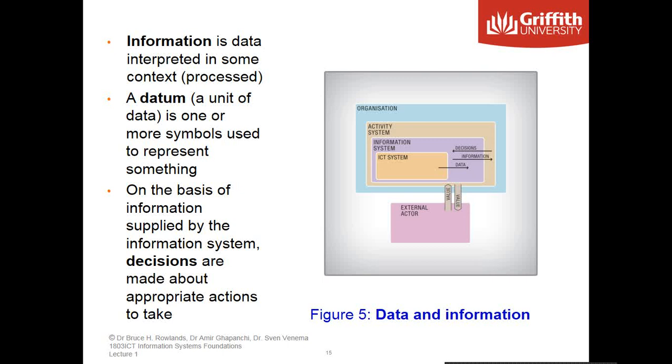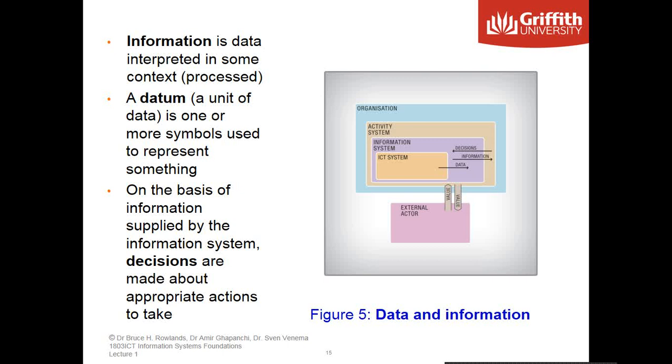Does that make sense? Right? So there's symbols that represent certain things. On the basis of information supplied by the information system, decisions are made about appropriate actions to take. So now we're talking about data and information. We'll spend a whole or half a lecture on this later on, on some of the issues around this. I'll give you an example, I guess, at this point.